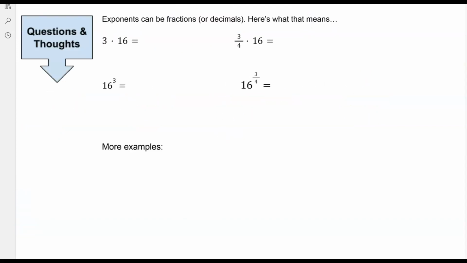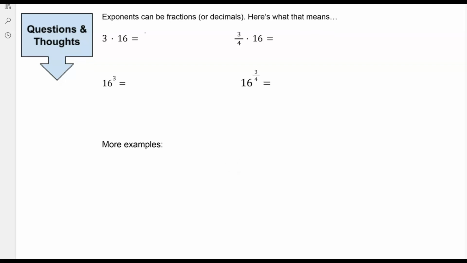Turn your paper over and let's see what happens when exponents are fractions. Again, we're going to back up and start with repeated addition, and then we'll get to the exponent part of it. So if I have 3 times 16 and I want to rewrite that as repeated addition, then I have 16 plus 16 plus 16. Now what happens, instead of multiplying a positive integer like 3 by 16, I want to multiply this fraction, 3/4 times 16. And I want to keep that idea of repeated addition.